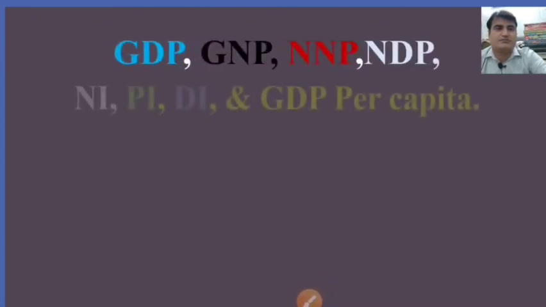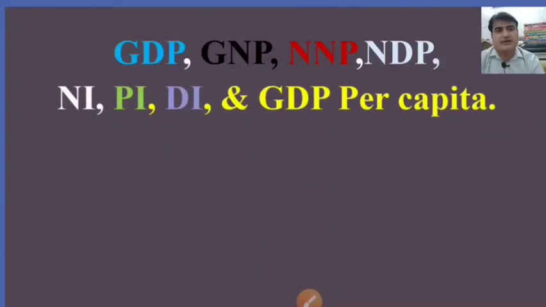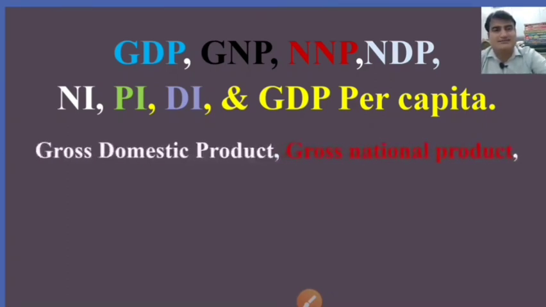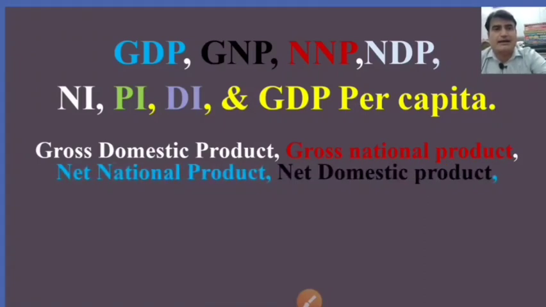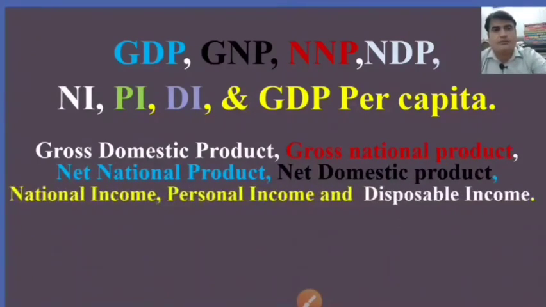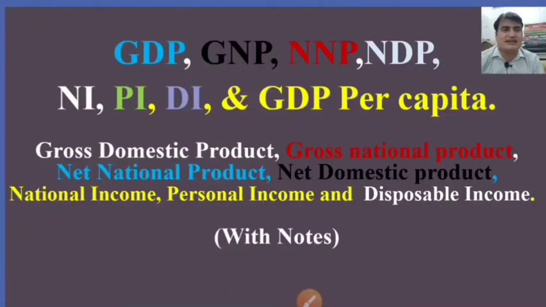I am Dr. Kaval. Today our topic is the components of national income, in which we discuss that GDP stands for gross domestic product, GNP gross national product, NNP net national product, NDP net domestic product, NI the national income, PI the personal income, DI the disposable income, and GDP per capita income. We talk about all these components of the national income.